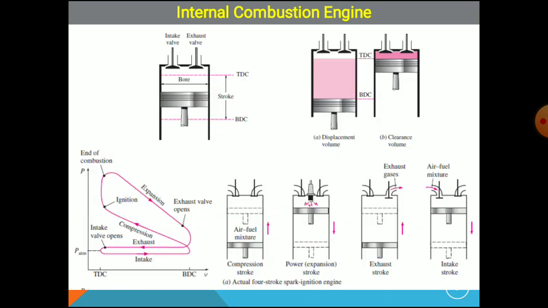So this is the internal combustion engine. How does it work? In figure A, we can see the displacement volume, the volume displaced from top dead center to bottom dead center within the first stroke. What is the clearance volume in figure B? We can see the actual four-stroke spark ignition engine shown. The compression stroke is shown, the power stroke is shown in the second figure, in the third figure the exhaust stroke is shown, and in the last figure the intake stroke is shown. So this is how the actual four-stroke spark ignition engine works.